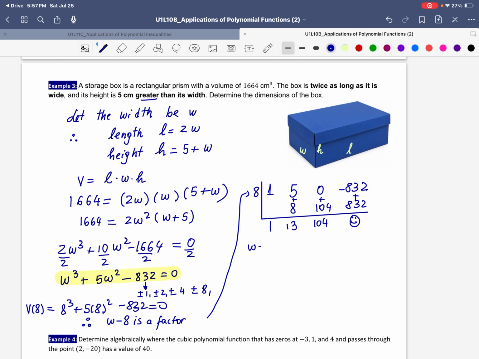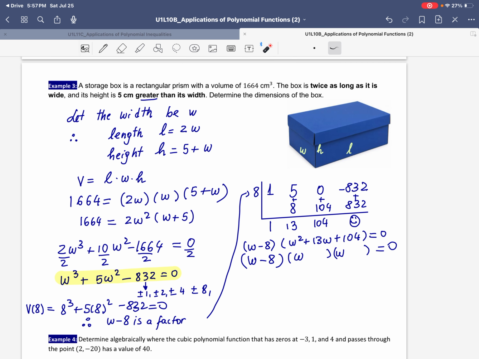So we have w minus 8, and then w squared plus 13w plus 104 equals 0. We will factor the trinomial. So both will start with a w. We need two numbers that will multiply to a positive 104 and add to a positive 13. Let's check and see what we can get in here.